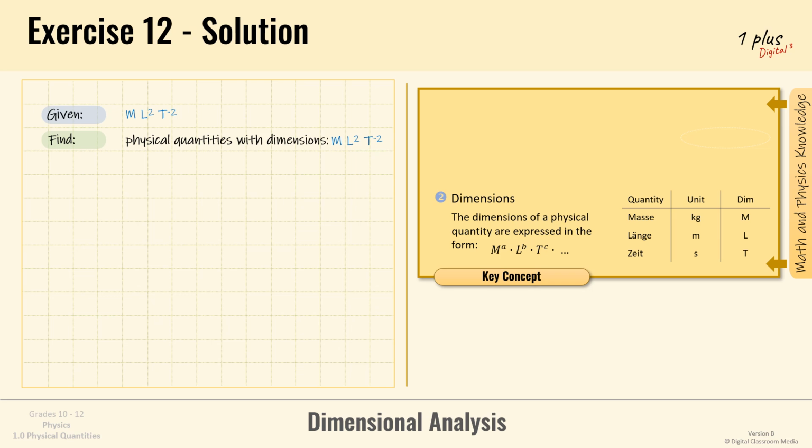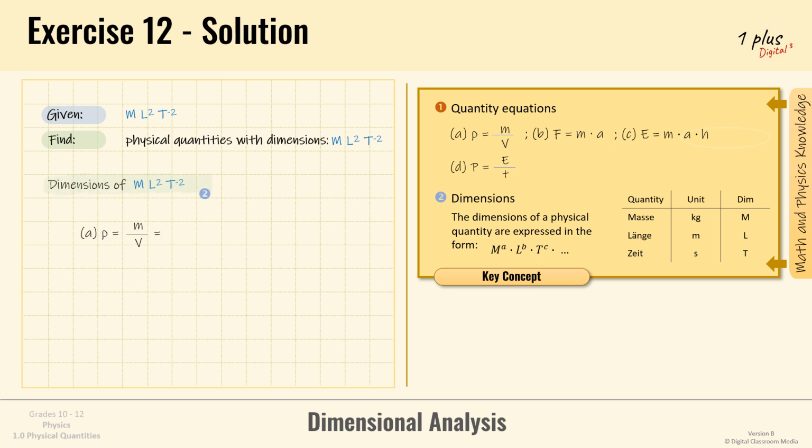Before we begin, we need the quantity equations for the four given quantities. These are density, force, energy, and power. Now let's check the possible answers step by step. Let's start with density. The quantity equation is rho equals mass divided by volume. Volume has the dimensions L to the power of 3. Therefore, the dimensions of density are M L to the power of minus 3. This does not match the required dimensions.